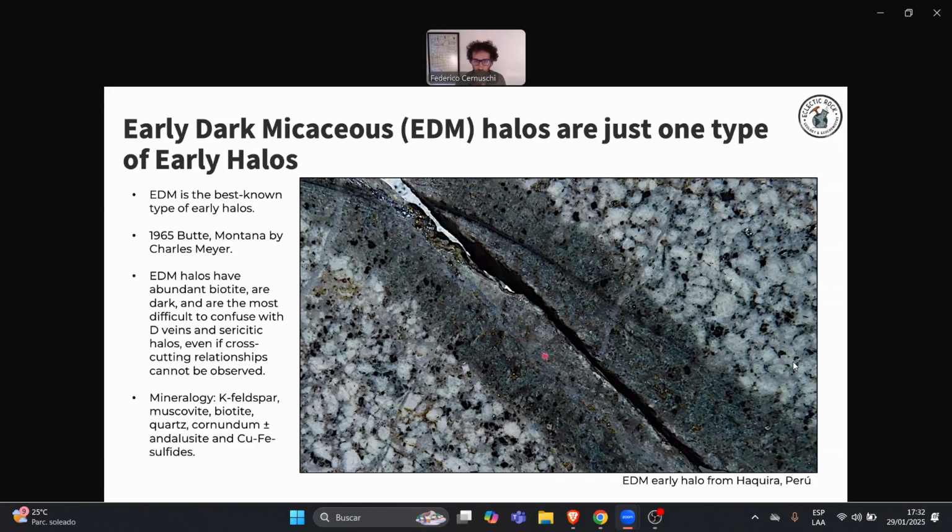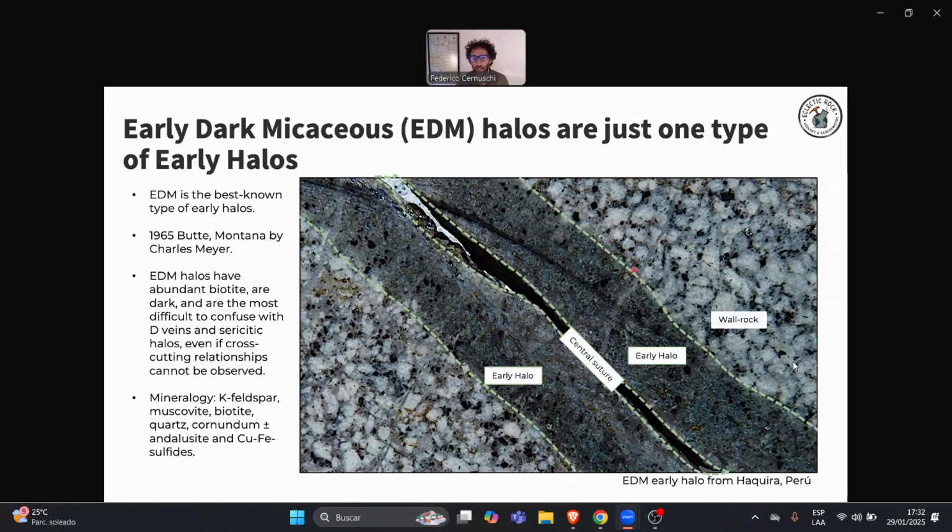And the mineralogy of these halos, it's K feldspar with muscovite and some biotite and some trace phases like andalusite that we're gonna see in a minute. So it's an alteration selvage along a central suture. There's not a central quartz vein. If there is, it's younger or older. And the fluid goes through the central suture and makes this alteration selvage around. And in this case, we're seeing that the halo is cross-cutting A veins, and it's obliquely reopened by a B vein.